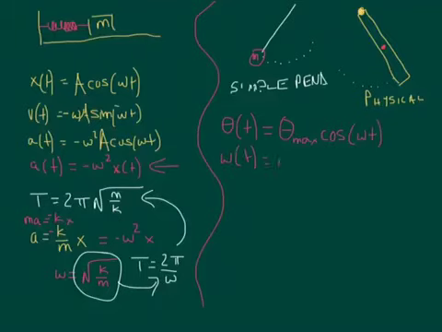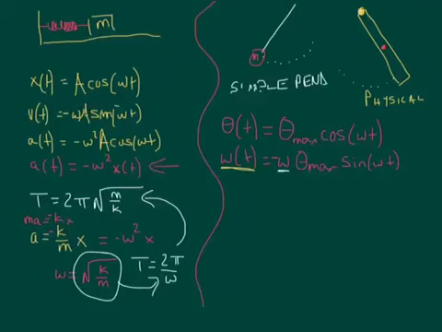Take the derivative, and we get that the angular velocity as a function of time is equal to the angular frequency times theta max times the sine of omega t, and taking the derivative of cosine, we get a negative sign that goes out in front. Now be careful here. This is angular velocity. This is angular frequency over here. They don't cancel. They're not the same thing. They use the same symbol, but they're not the same thing.